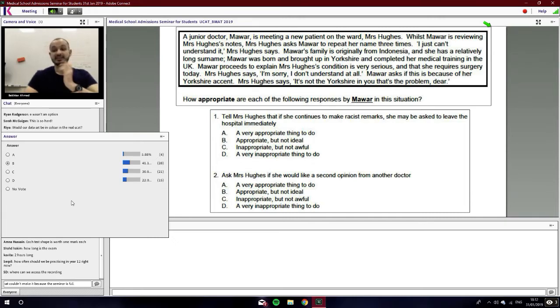Good. Okay, so in this section, you may have noticed reading the scenario and the question doesn't actually take that long. Verbal reasoning was a little bit tougher because there's so much to read. Here, it is possible to read the whole thing, and I would advise you to read the scenario first and then go to the question. So, question number 1, tell Mrs. Hughes that if she continues to make racist remarks, she may be asked to leave the hospital immediately.